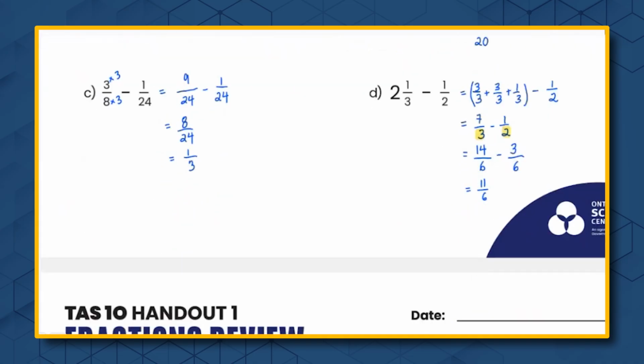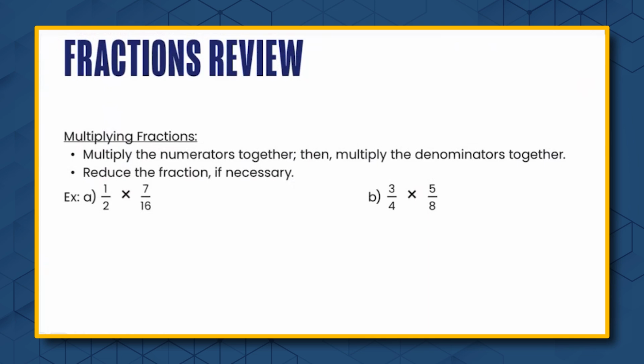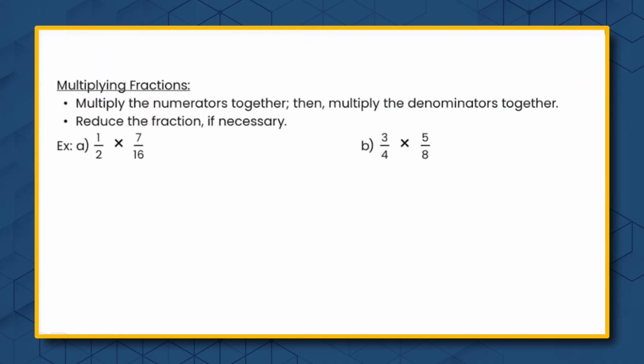Now we're going to continue on, and we are going to multiply fractions. Now, multiplying fractions, we're going to multiply the numerators together, and then we're going to multiply the denominators together. And then, if necessary, we're going to reduce the fraction. So let's start off with example A. I have 1 over 2, and I'm going to multiply by 7 over 16.